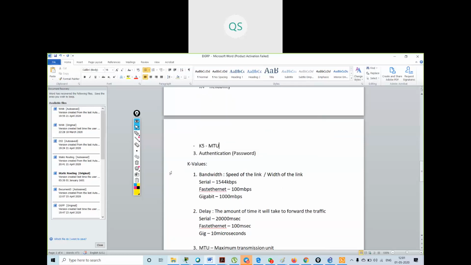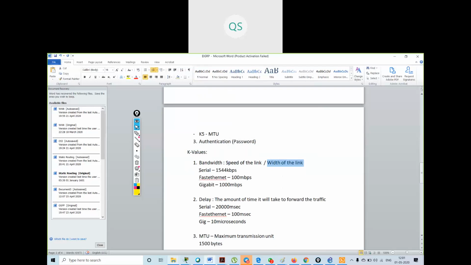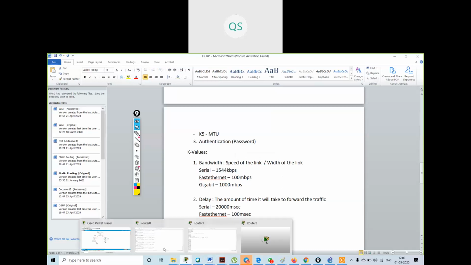Now, if you go and see the K values, bandwidth is the speed of the link. What is bandwidth? The speed of the link, or you can say the width of the link. For serial interfaces, the bandwidth will be 1544 kbps. For fast Ethernet, it will be 100 mbps. For gigabit interfaces, it will be 1000 mbps. So we can verify over here.